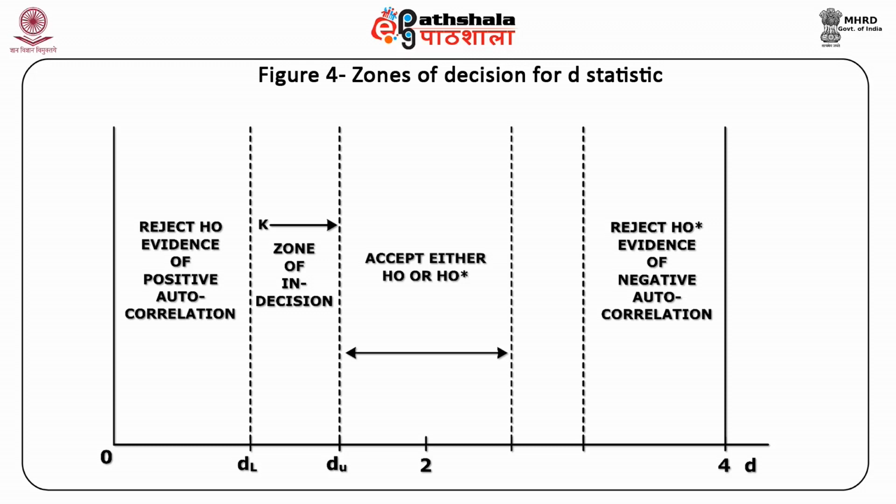Similarly, for the second hypothesis, no negative autocorrelation, our decision rule is reject if d is greater than 4 minus dL but less than 4. Similarly, for the same hypothesis 2, which is no negative autocorrelation, we would have no decision if d is greater than or equal to 4 minus dU, but is less than or equal to 4 minus dL. For the third hypothesis of no autocorrelation, our decision will be do not reject the hypothesis if d is greater than dU, but is less than 4 minus dU.